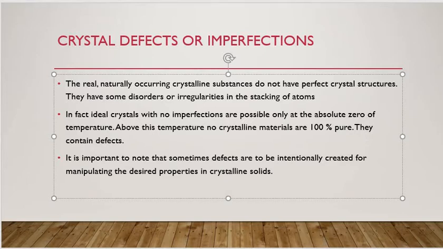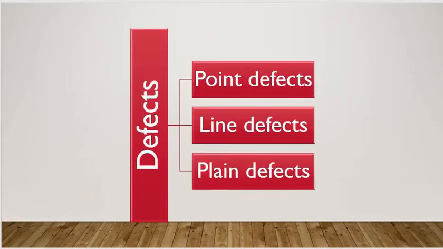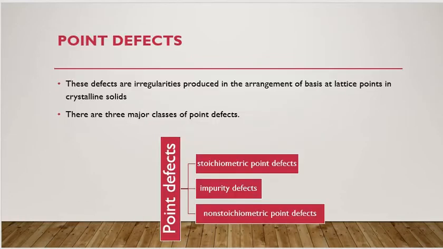Now, what are the types of defects? Defects are of three types: point defects, line defects, and plane defects. And here in this chapter we are only going to talk about point defects. Now, point defects. These defects are irregularities produced in the arrangement of bases at lattice points in crystalline solid.